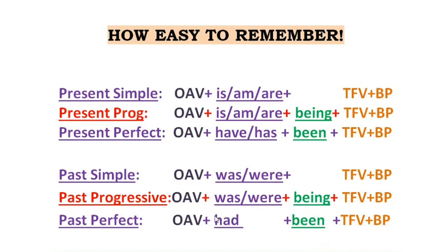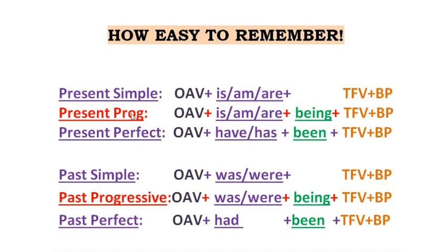So what do you see on the screen? First comes OAV in every form. Last comes TFV plus BP in every form. In present simple and past simple, one verb is used: is, am or are, was or were.